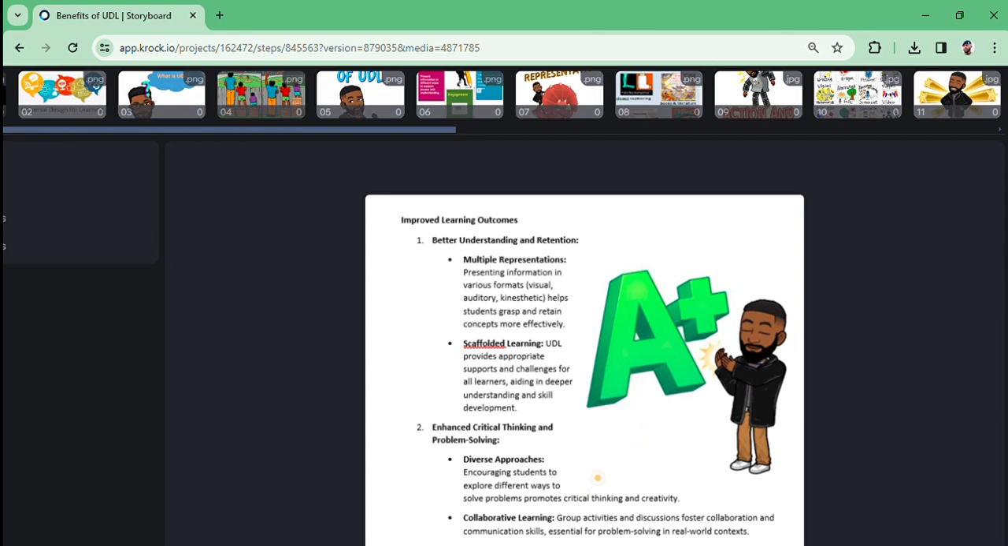And UDL will also promote and enhance critical thinking and problem solving. Because we have a diverse approach that encourages students to explore different ways to solve problems, this will promote critical thinking. UDL also supports collaborative learning, so it encourages group work, and it will foster collaboration and communication skills.